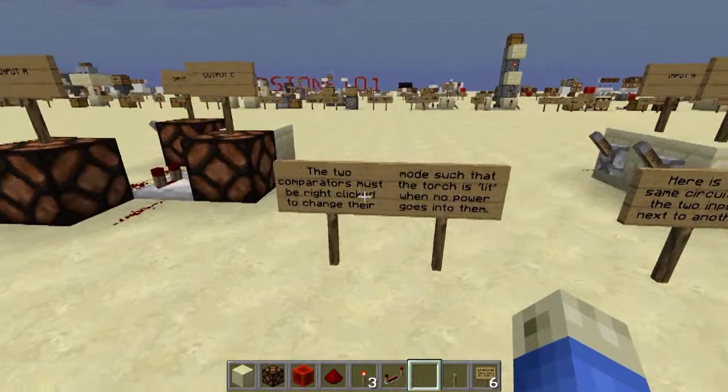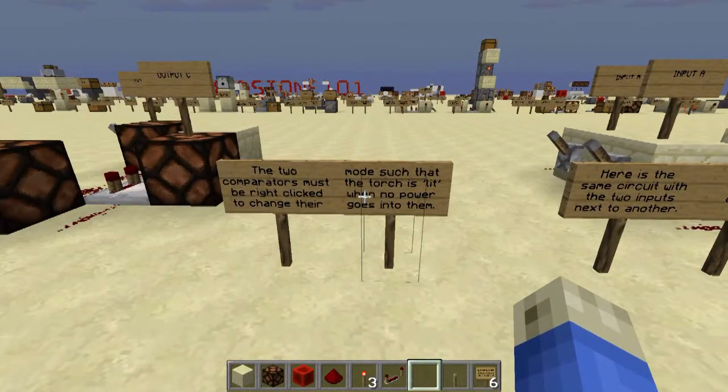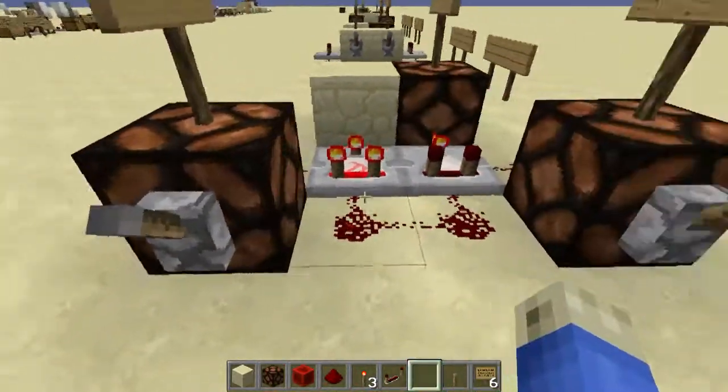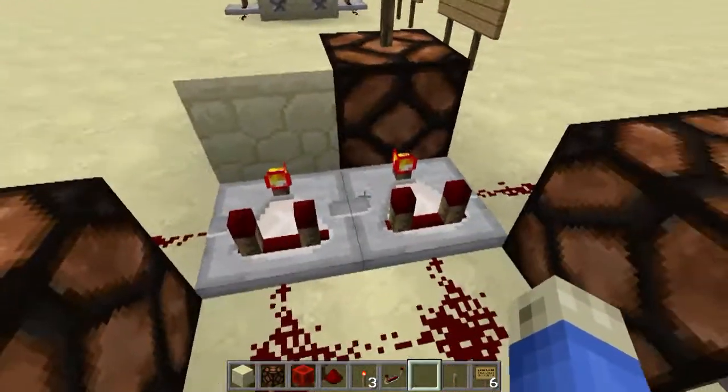The comparators must be right-clicked after they're placed, such that the torch is lit when no power is going into them, just like we see here.